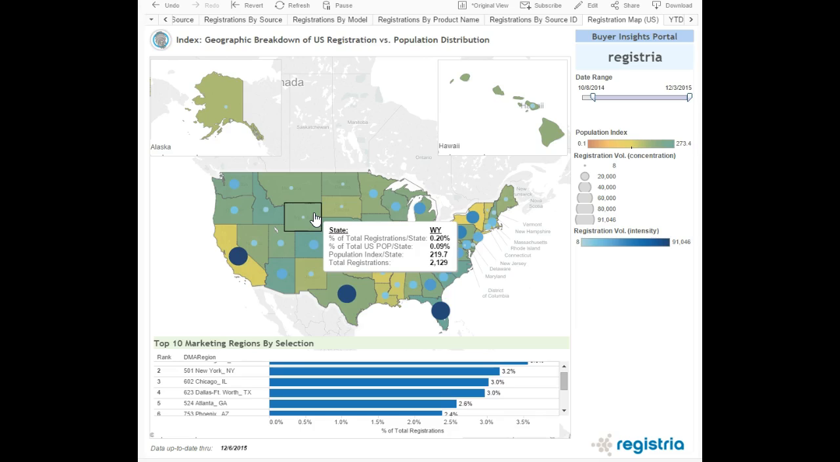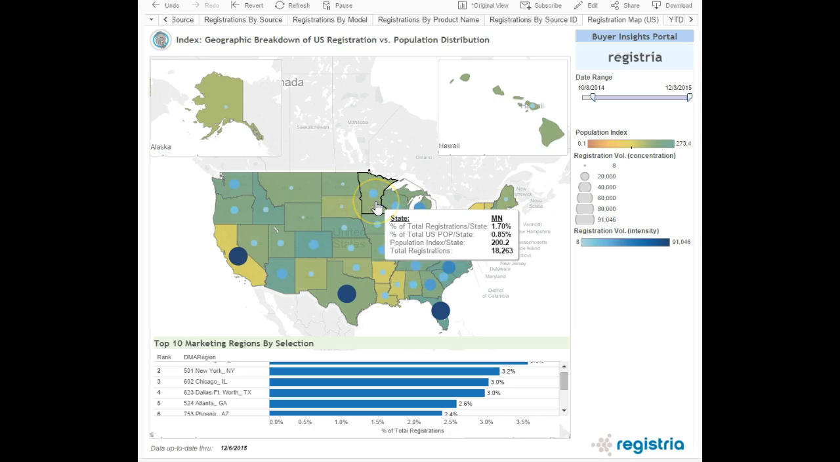the state. A score of 219.7 really means that I'm 119.7% above the U.S. population, or my 0.20% is 119.7% greater than the 0.09% of the U.S. population residing there. And I'm also getting in this tooltip the total registration volume for every state that I see.